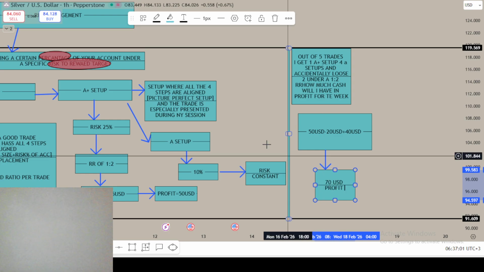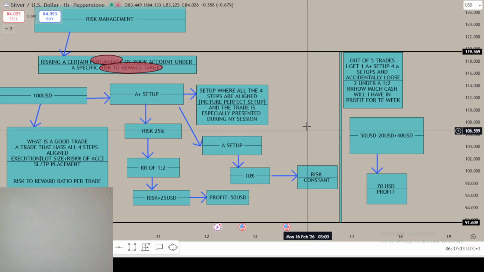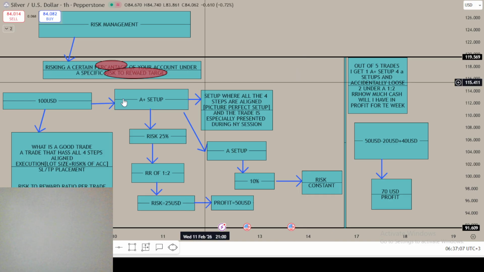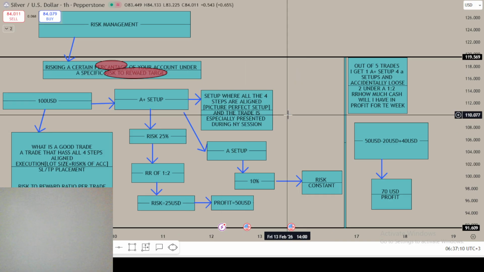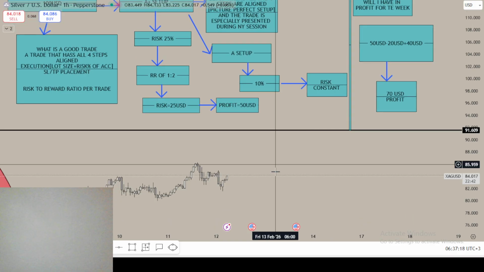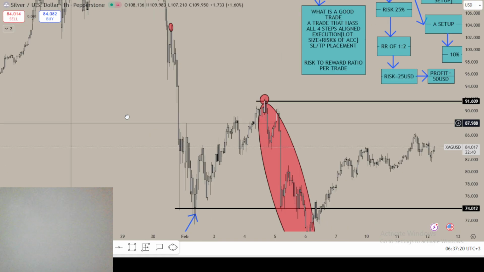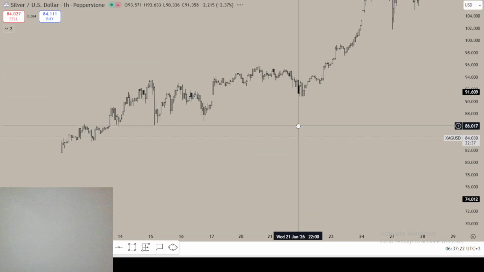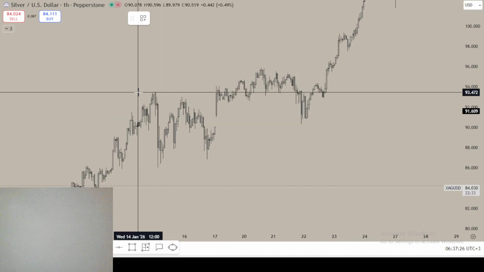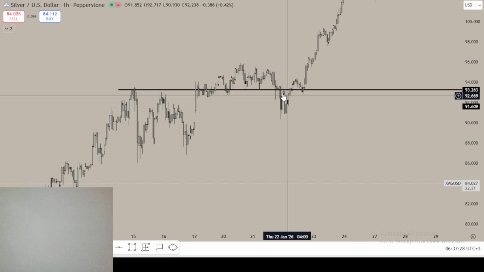Now, what you see in front of you is a risk management plan. And this risk management plan, if you follow it, is going to take you far. If you risk 25% of the account on an A++ setup, now let me show you an example of an A++ setup. Look at this. This is an A++ setup.